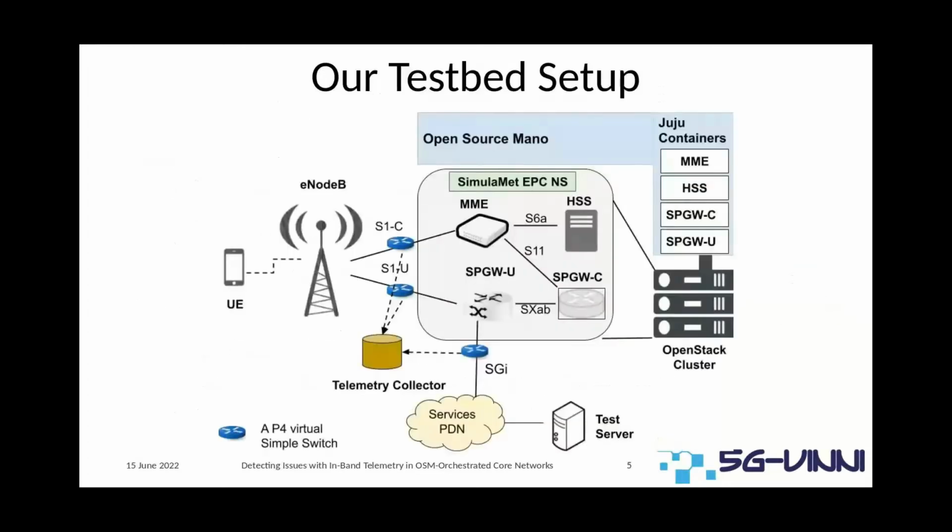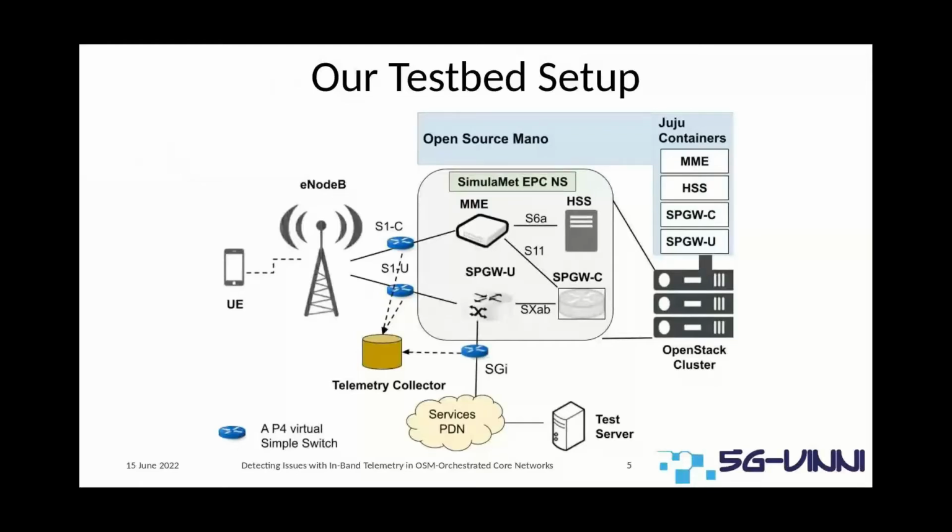What we do in our setup is instantiate the core network, the EPC and packet core for a 4G network, consisting of MME, HSS, SPGW-C, and SPGW-U. We do this as VNFs, instantiating everything as a network service in Open Source MANO, and Open Source MANO is using Juju-based configuration for our components.